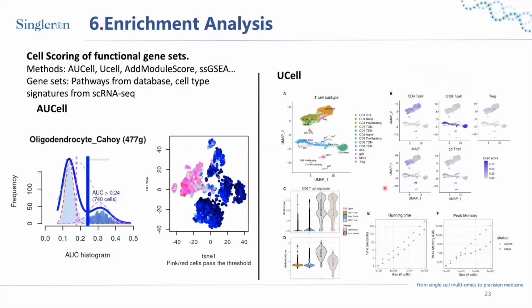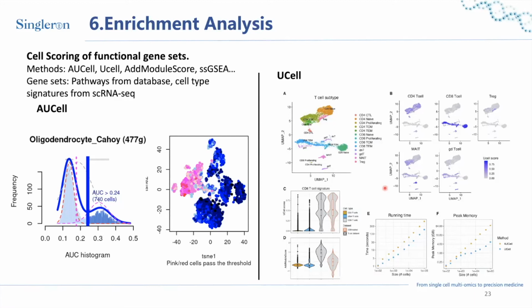Something special for enrichment analysis in single-cell RNA-seq is that you can do cell scoring of functional gene sets. These gene sets can be the pathways from the listed databases like GO, KEGG or others, and they can also be the cell type signatures from single-cell RNA-seq. This concept is very similar to CellID.